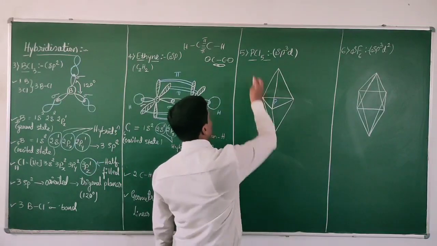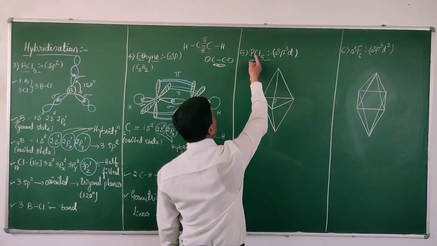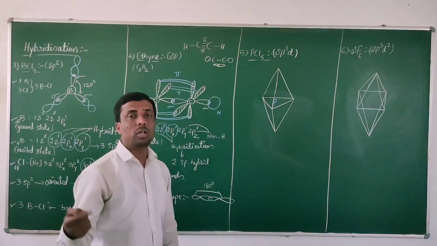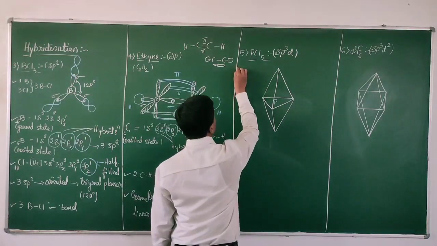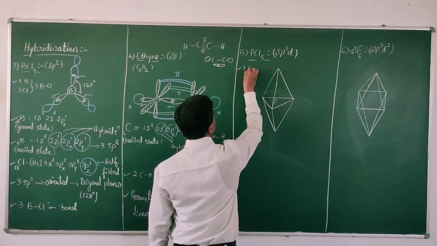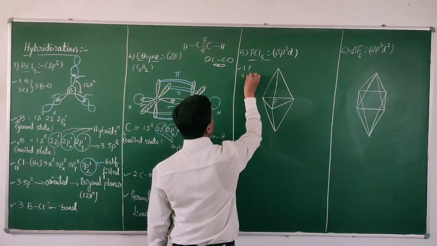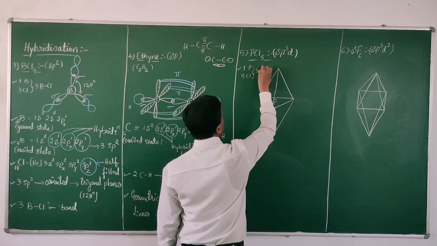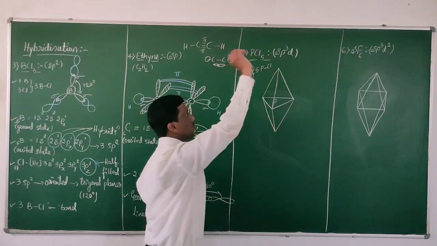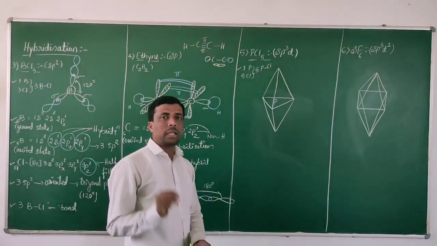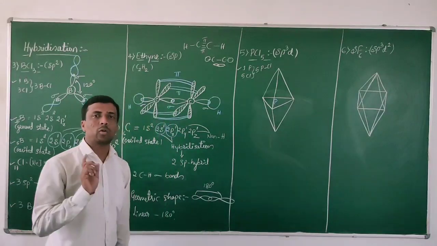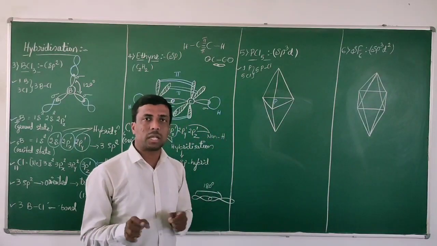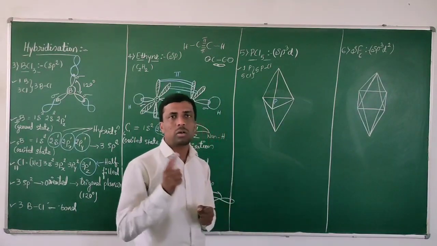Look here, one phosphorus is there. It is making 5 bonds with 5 different chlorine atoms. It means here one phosphorus is there and 5 chlorine atoms are there. All are making 5 phosphorus-chlorine bonds. So that means I need 5 hybrid orbitals. How many bonds are forming here? 5 bonds are needed, which means 5 hybrid orbitals are needed from phosphorus.